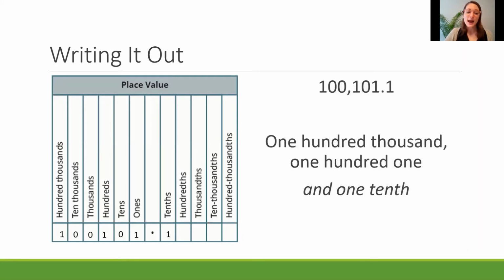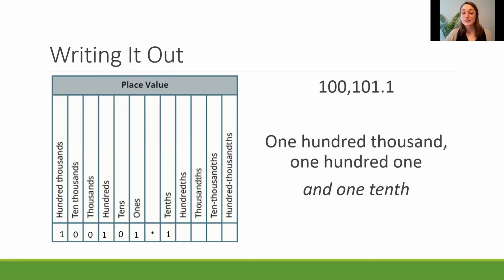Now, here we have 100,101, and for our decimal place, we say the word and, 1/10. So writing that in, you can see where all the digits go. Our first number makes it all the way over to the 100,000s, which again, we read as 100,000. And then we have the 101 in the hundreds, tens, and ones place. And after the decimal, we have the number 1 in the tenths place.